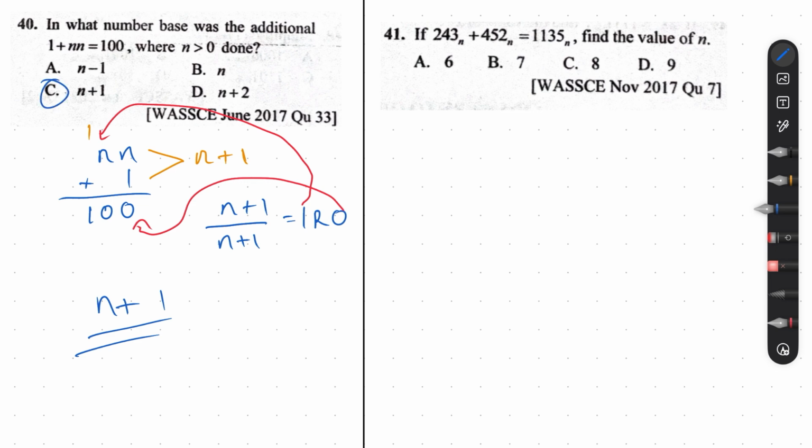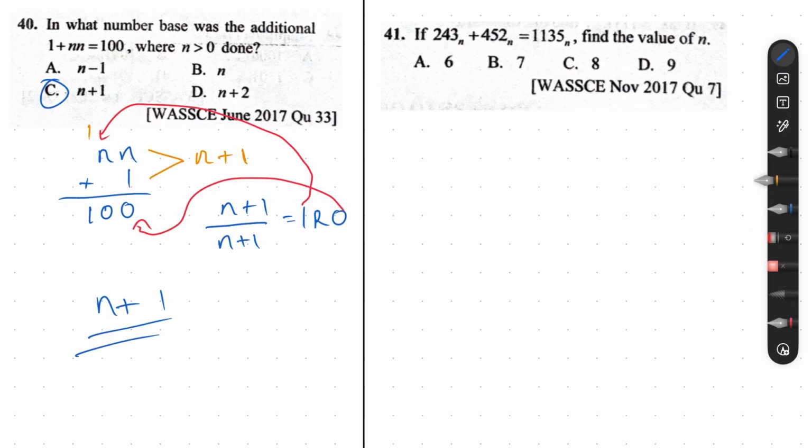Okay, let's move on to question number 41. It says 243 base n plus 452 base n is equal to 1135 base n. So we find the value of the base n. So what we do is what? We change to base 10. Okay, cool. So let's do that.